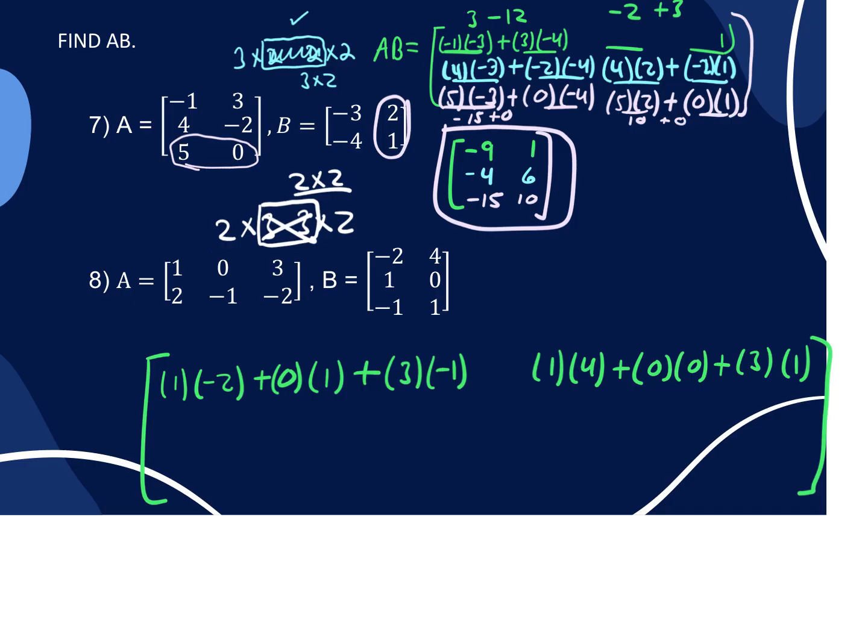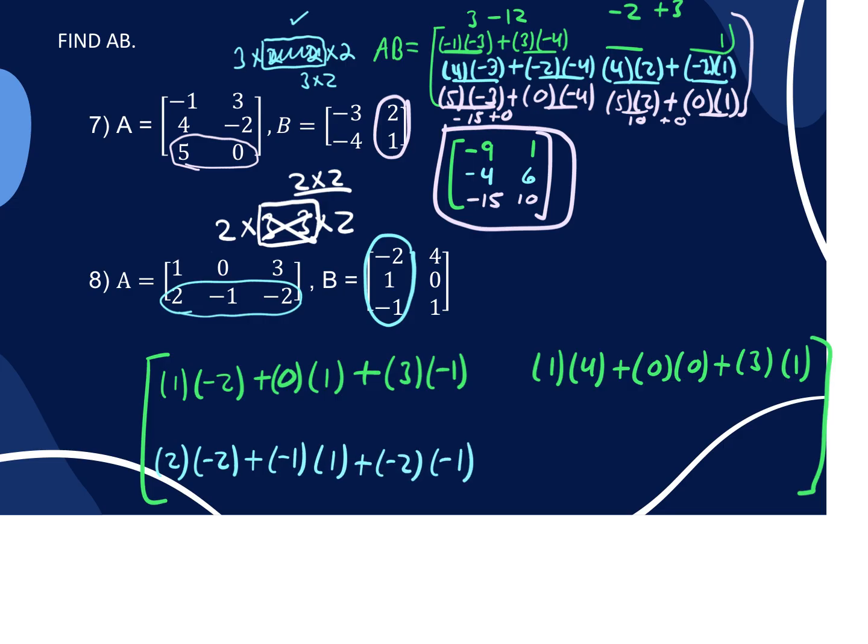All right, let's move on to the next row. Our next row, we're going to do the second row times the first column. And once again, it's the same pattern. It's going to be left to right, top to bottom. So 2 times -2 plus -1 times 1 plus -2 times -1. All right?